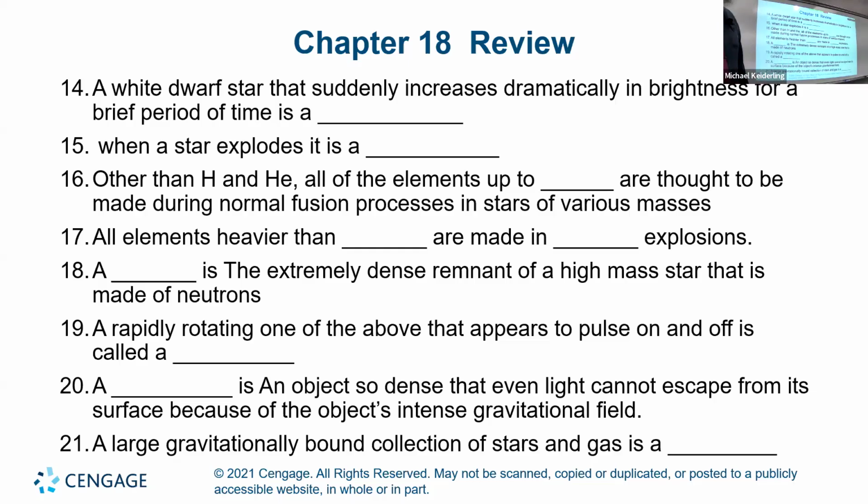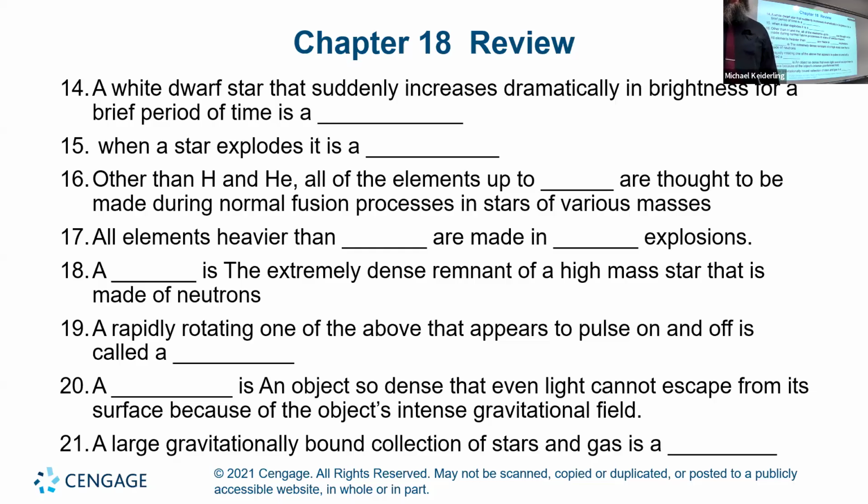A neutron star is the extremely dense remnant of a high mass star that's made of neutrons. A rapidly rotating neutron star that appears to pulse on and off is called a pulsar. A black hole is an object so dense that even light cannot escape from its surface because of the object's intense gravitational field.